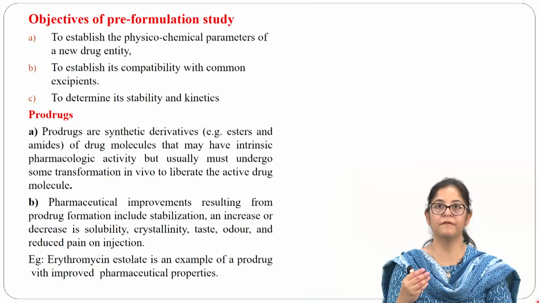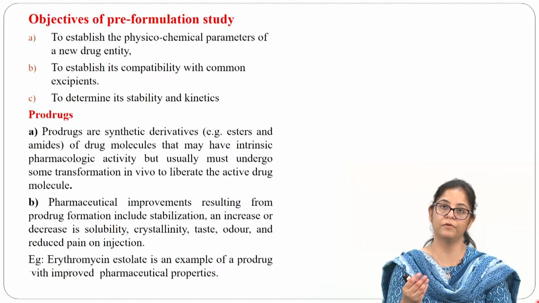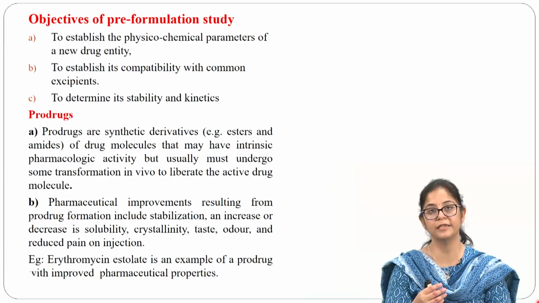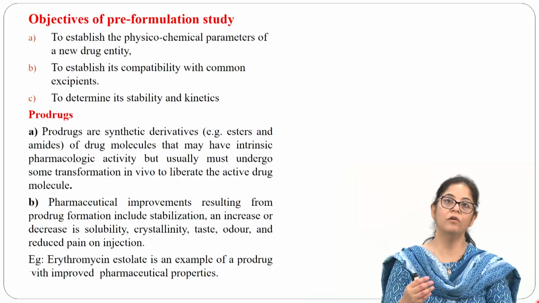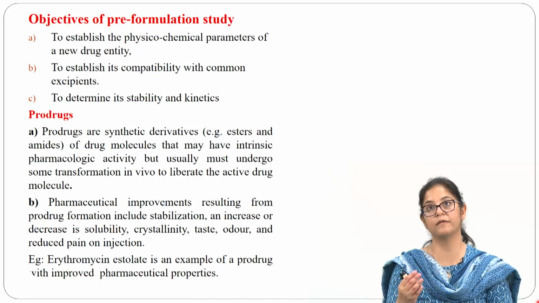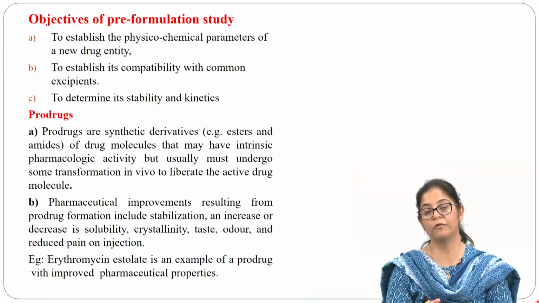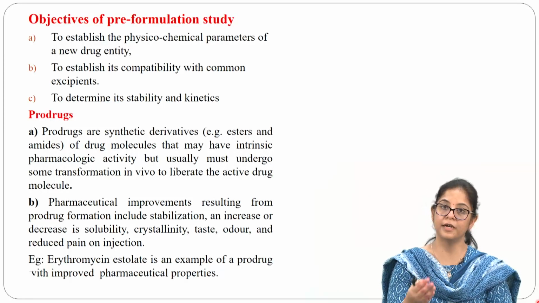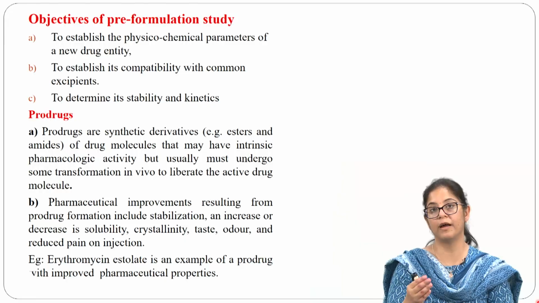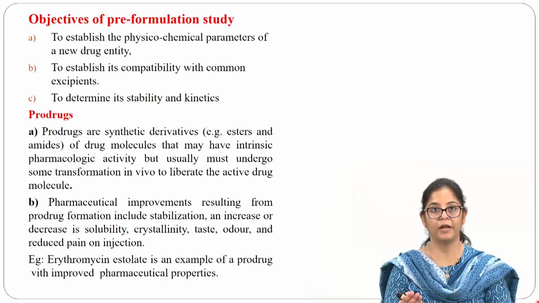As the objectives we have seen, it is to establish the physicochemical parameters of the new drug entity, with what all excipients it is compatible, what is its stability and kinetics. So, we will now look into the parameters of what all kind of chemical moieties are proposed as drugs, mostly the new drug entities, how they are taken and how they need to be studied so that the most viable dosage form can be manufactured.